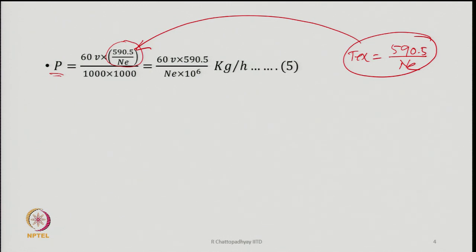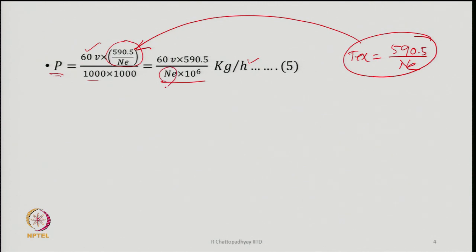And then we simplify this and we get 60 into V. 60 is coming because of per hour. V is generally given in meters per minute. So, if I want to calculate per hour, because the time unit is hour, we multiply it by 60. So it is 60 V into 590.5 by Ne into 10 to the power 6. That gives you the production in terms of kg per hour if the yarn count is expressed in terms of Ne.